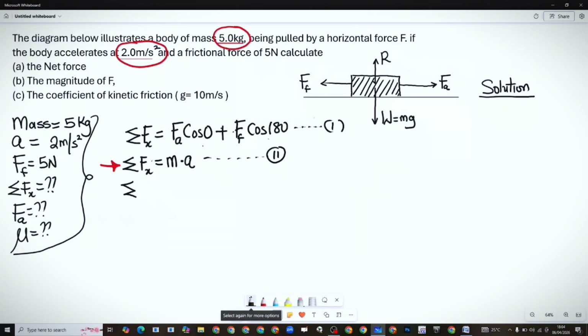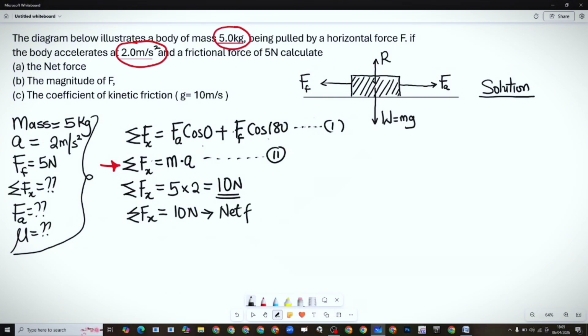By that, we have the summation of F as the mass, which is 5, times our acceleration, which is 2. And if we multiply them, we have 10 newtons. Therefore, the summation of F, which is our net force, is 10 newtons. So we have the value for the net force, which we just got as 10 newtons. So we have that one out. Let's just read it out: we have our net force as 10 newtons.